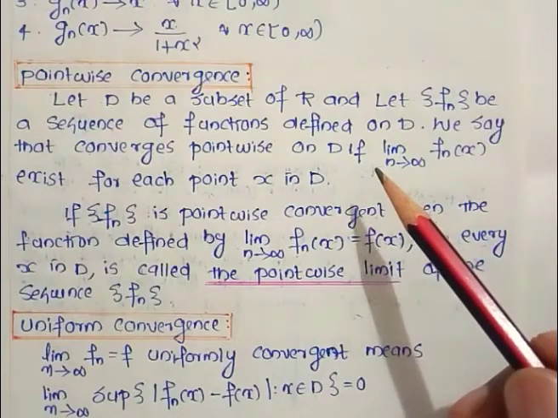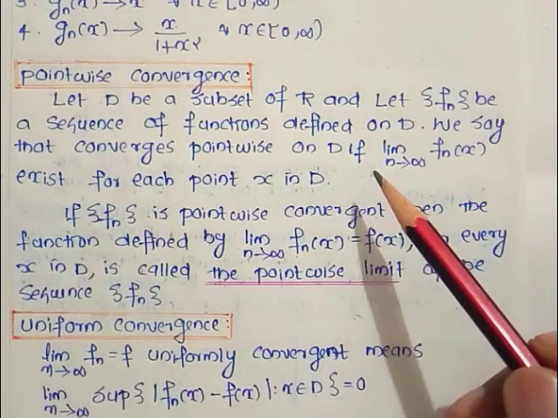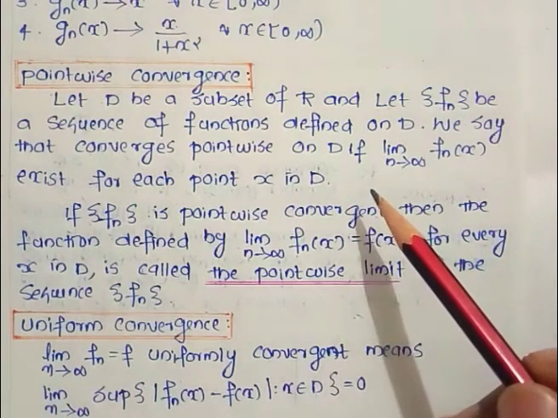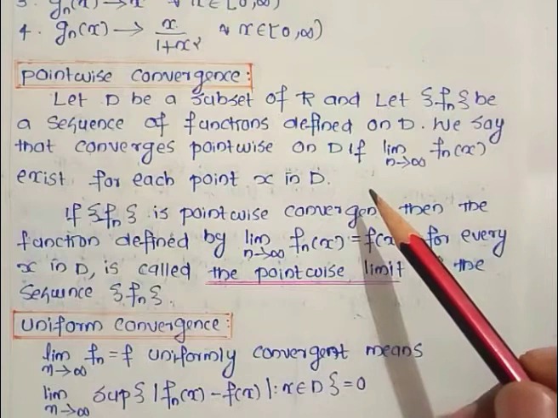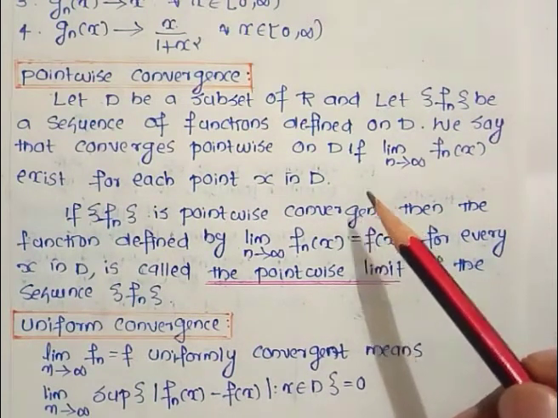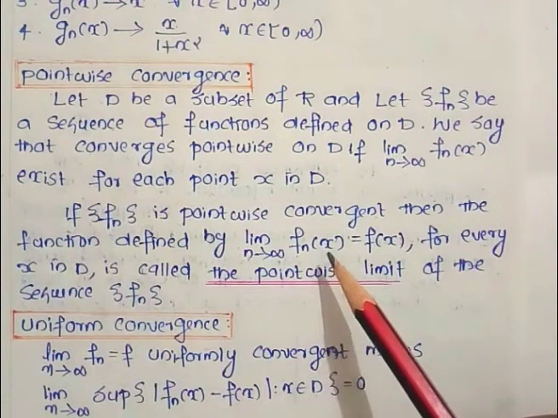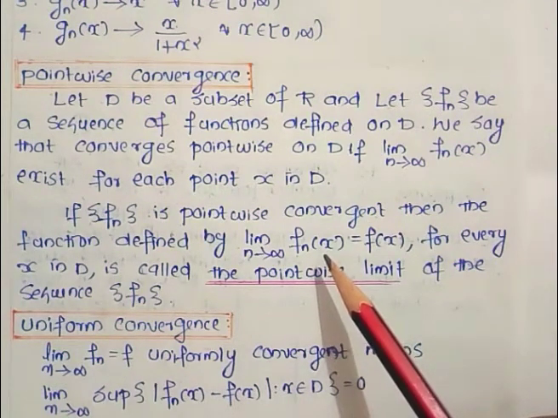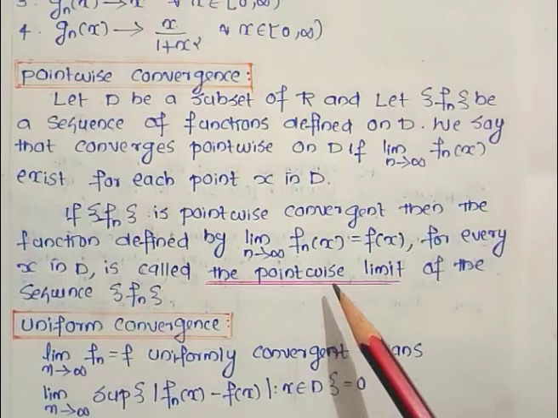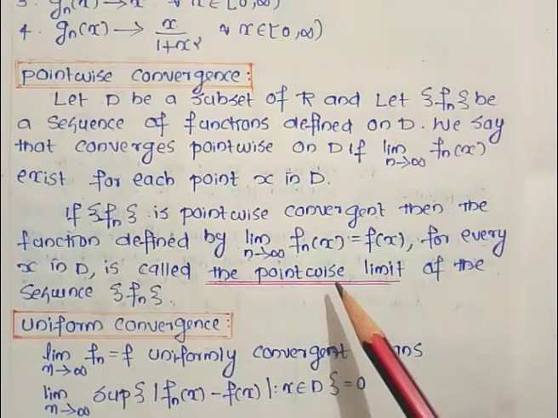First, pointwise convergence. Let D be a subset of R and let Fn be a sequence of functions defined on D. We say that Fn converges pointwise on D if limit n tending to infinity Fn of x exists for each point x in D. If the sequence Fn is pointwise convergent, then the function defined by limit n tending to infinity Fn of x is equal to f of x for every x in D is called the pointwise limit of the sequence Fn.